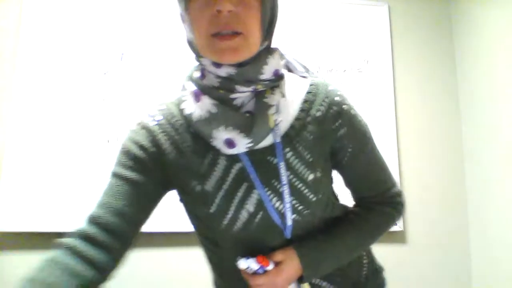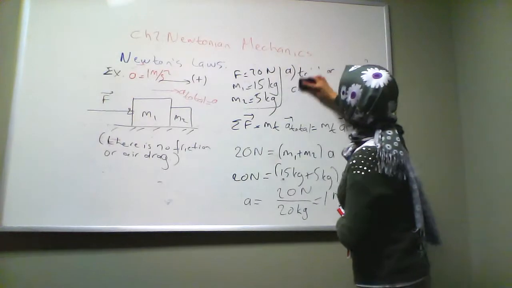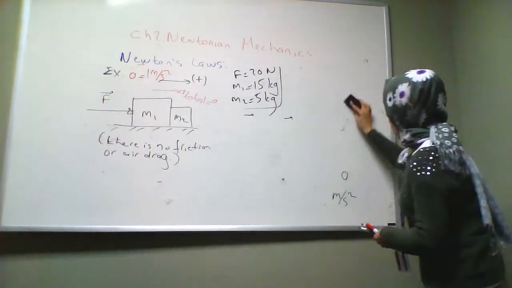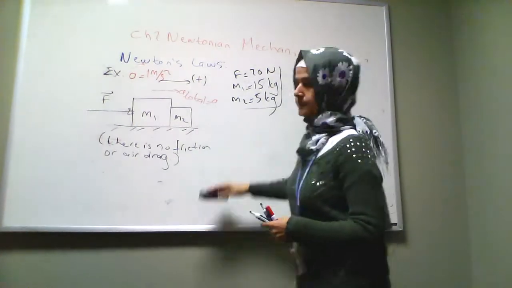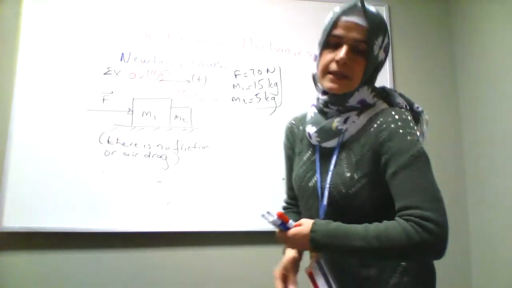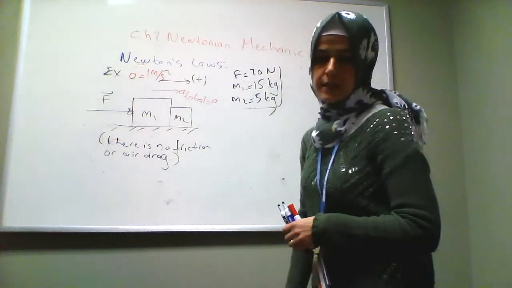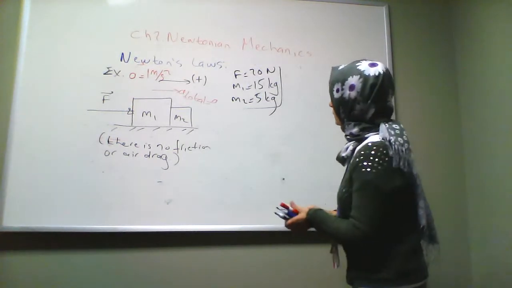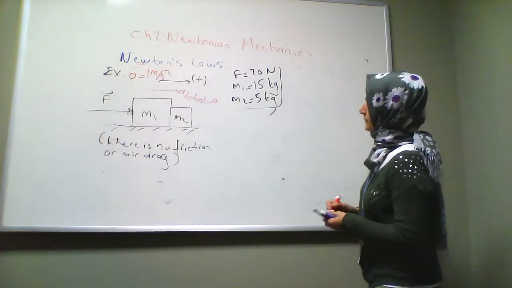Now I'm going to delete this and ask you B. So we got A now, 1 meter per second squared. B is asking me to find the force exerted on M2 by M1.